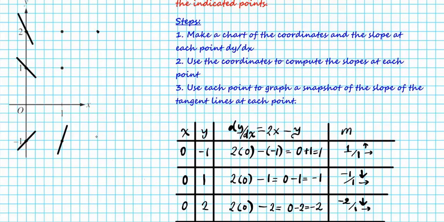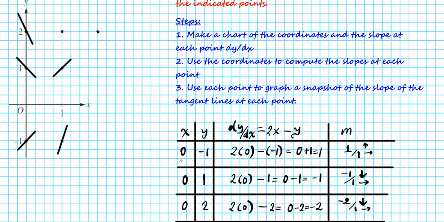Okay, let's move on to the next one. At 1, 1, the slope is 1. So we are going to take advantage of this point again, rise 1, run 1, or you can drop 1 and fall back 1. Same thing, okay? Your tangent line will look like that.